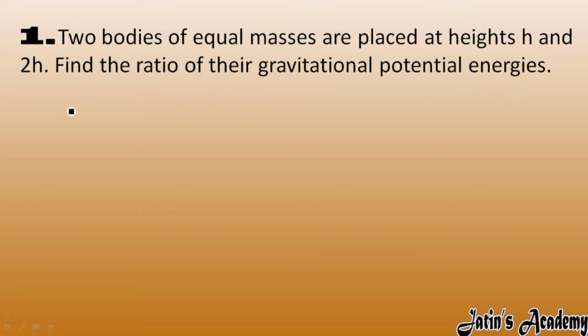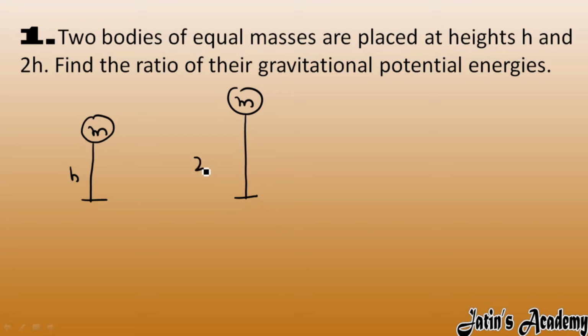So we have two bodies having equal mass. One body has mass m, another body also has mass m. But they are placed at different heights. One is placed at h height from the ground and one is placed at 2h height from the ground. We have to find the ratio of their potential energy. The potential energy formula is mgh.